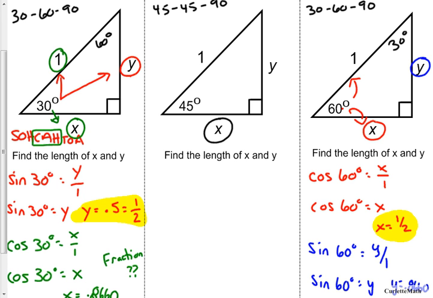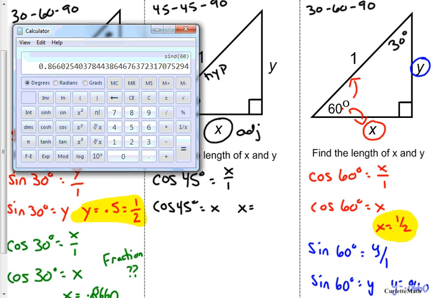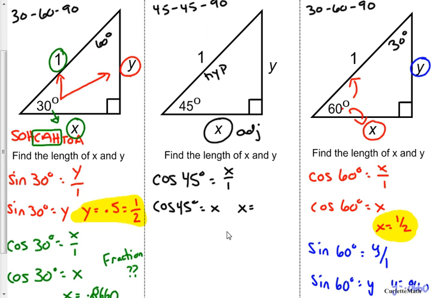So to solve for x, that's our adjacent and our hypotenuse. So that would be the cosine of 45 degrees equals x over 1. So the cosine of 45 degrees equals x. X is going to equal, go to our calculator, clear, 45 cosine, and we get 0.7071.